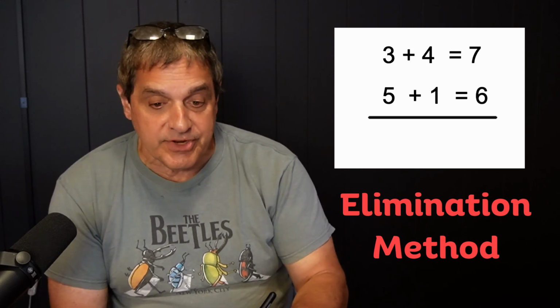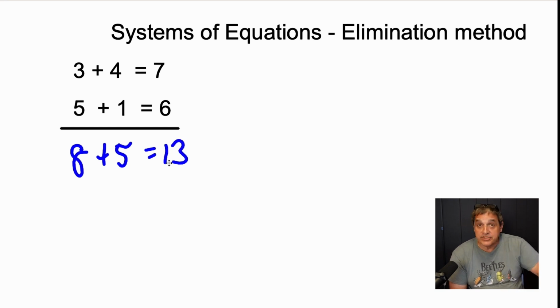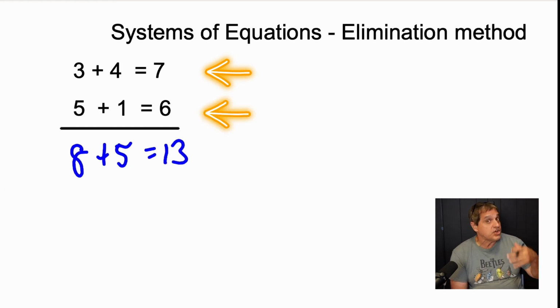Just take a look at this. I have 3 plus 4 is equal to 7, and I have 5 plus 1 is equal to 6. These are two legitimate equations. Well, let's see what happens when we add them. So 5 plus 3 is 8, and 4 plus 1 is 5, and 6 plus 7 is 13, and 8 plus 5 does equal 13. So when you have a legitimate equation and you add it to a legitimate equation, you get a third equation which is legitimate. So that's how we're able to eliminate one of the variables.